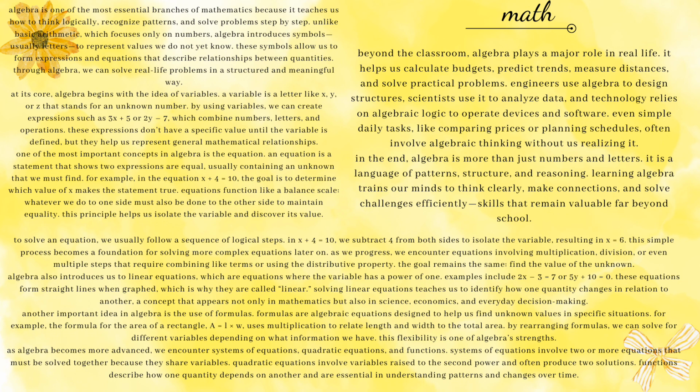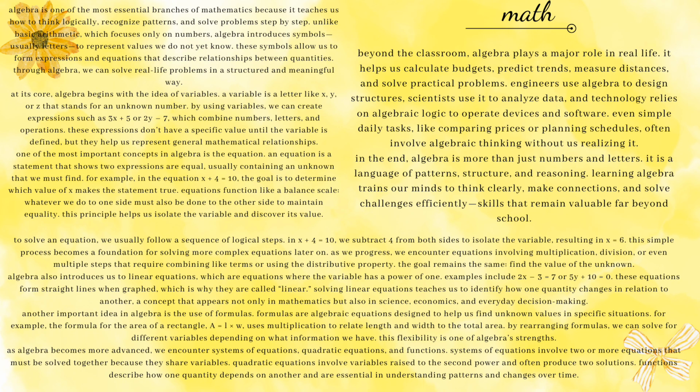At its core, algebra begins with the idea of variables. A variable is a letter like x, y, or z that stands for an unknown number. By using variables, we can create expressions such as 3x plus 5 or 2y minus 7, which combine numbers, letters, and operations. These expressions don't have a specific value until the variable is defined, but they help us represent a general mathematical relationship.